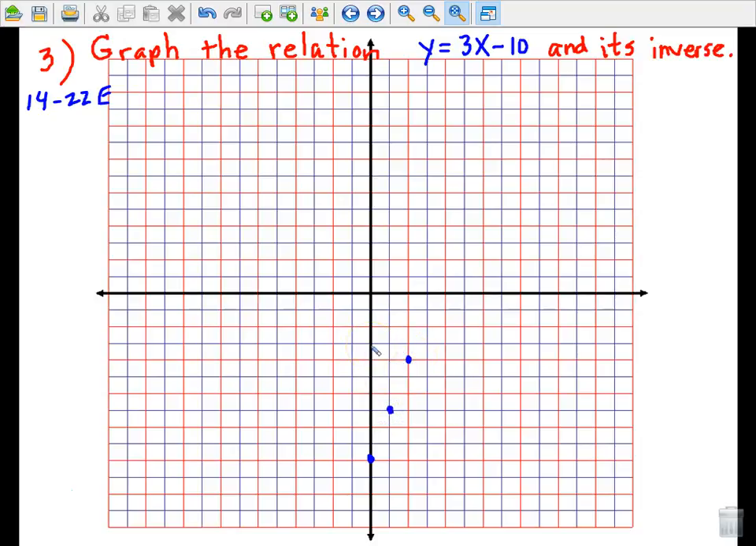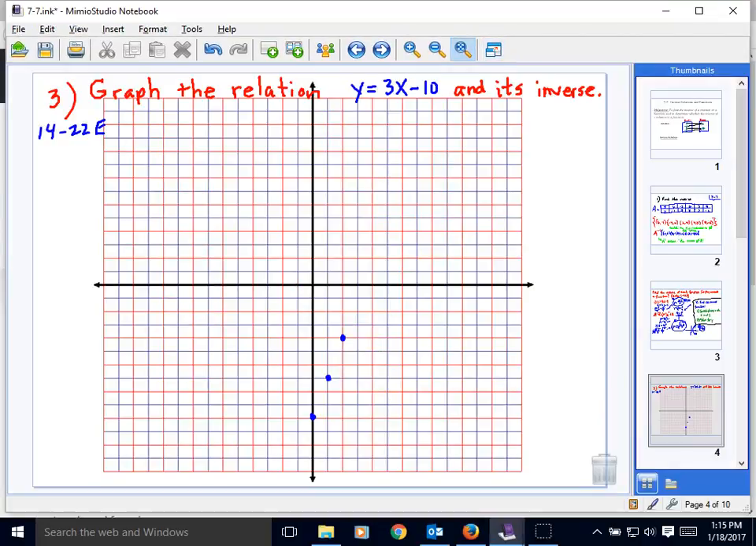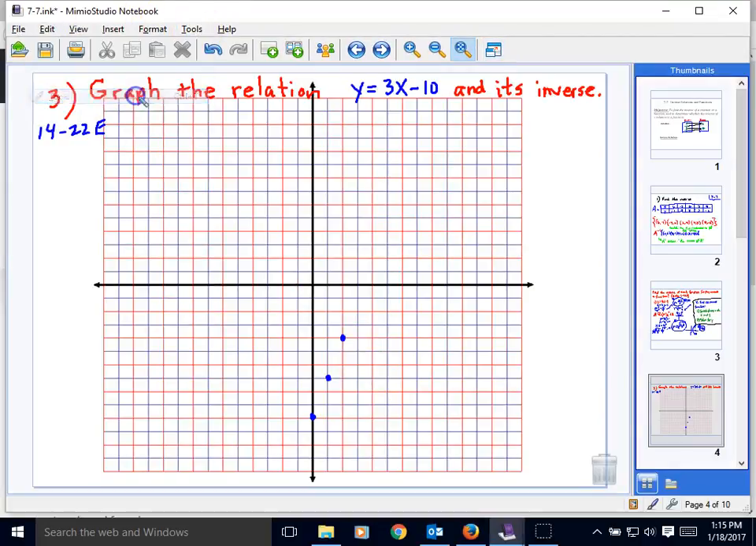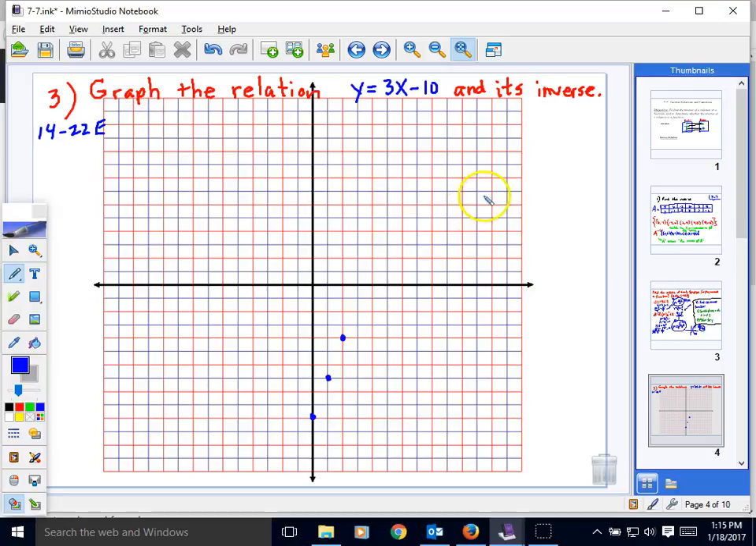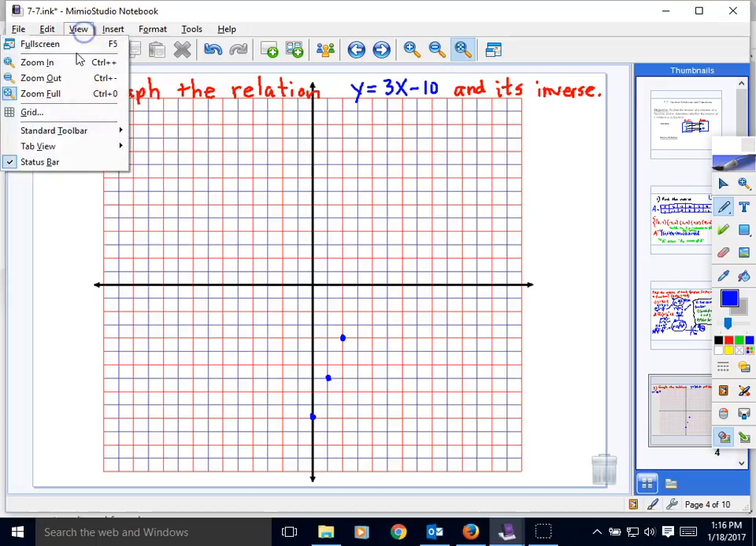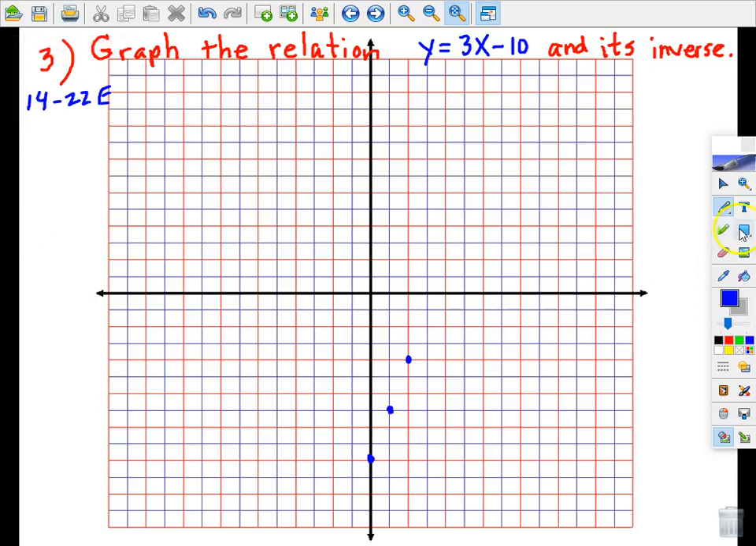3 right 1 again. I need to get my toolbar to show. Give me just a second, because I want to be able to draw some straight lines. All right.